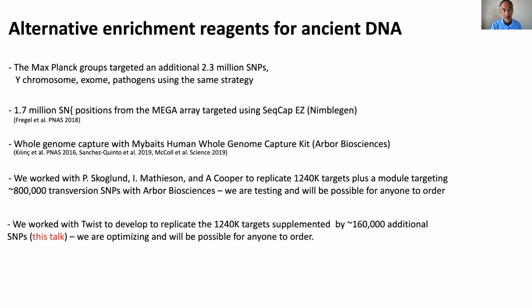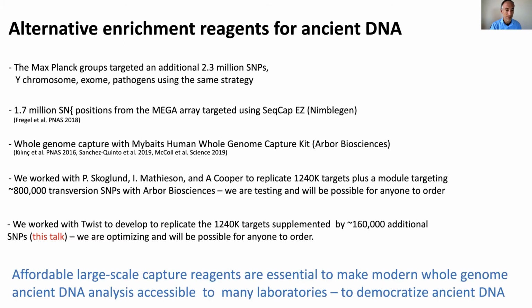And this talk is about the work we've done with Twist very intensively to develop and replicate the 1240K target set and supplement it with an additional 160,000 SNPs. And we are optimizing this, as you'll see, and it should be possible for anyone to order. Affordable large-scale capture reagents are essential to make modern whole genome ancient DNA accessible to many laboratories, to democratize ancient DNA, and this is something that our group is really dedicated to, which is why we've been working so hard to make these reagents available.